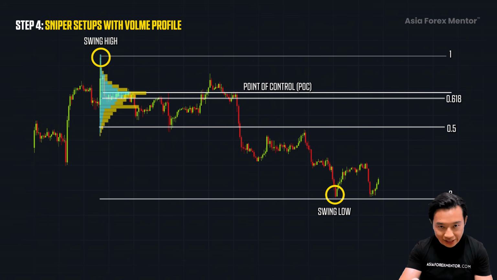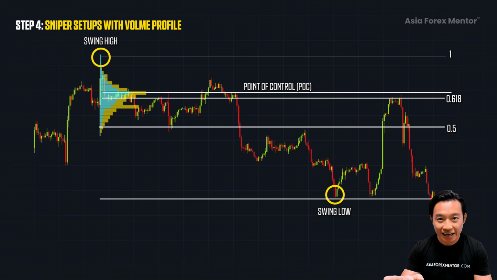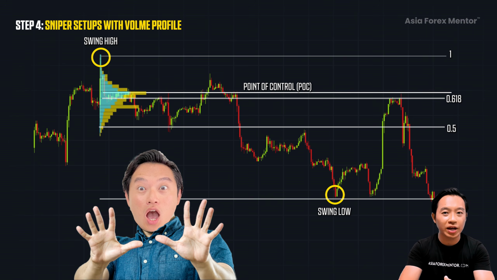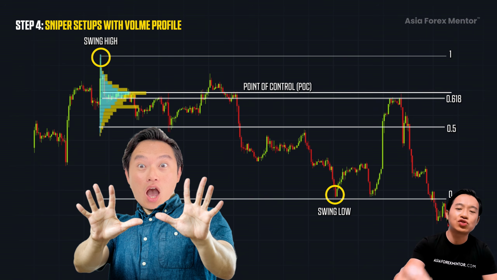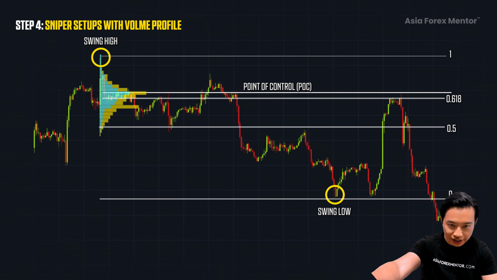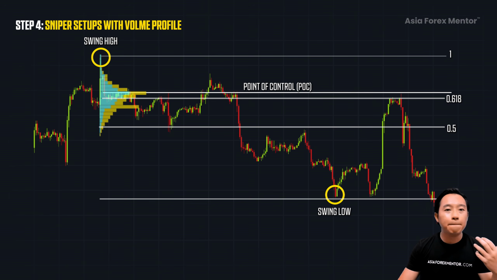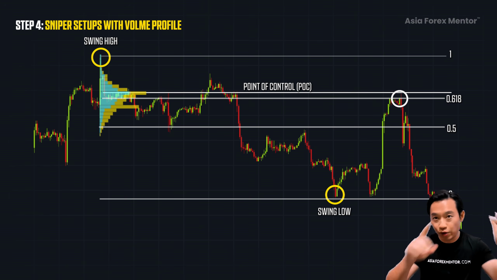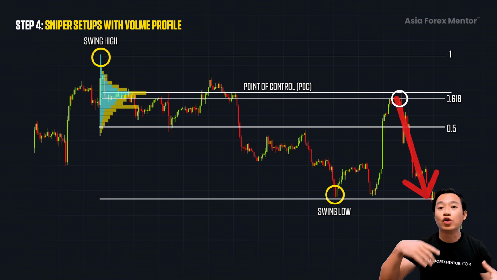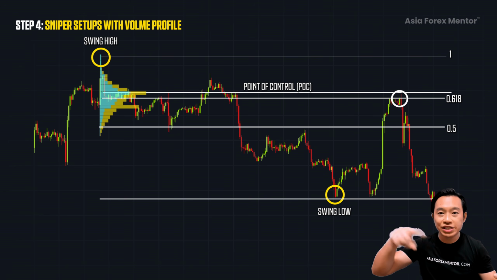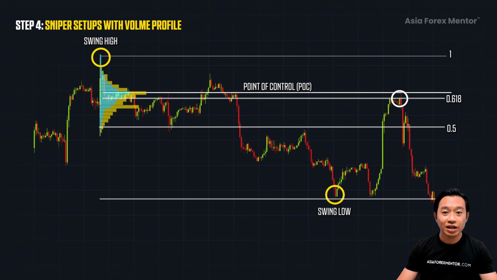So when price retraces there and reacts there, this is your cue. But we don't want to enter right away. We wait for a strong candlestick confirmation at those areas. For example, a bearish engulfing candle if we are going to sell. Or if you're going to buy, it's going to be a bullish engulfing one to go long.